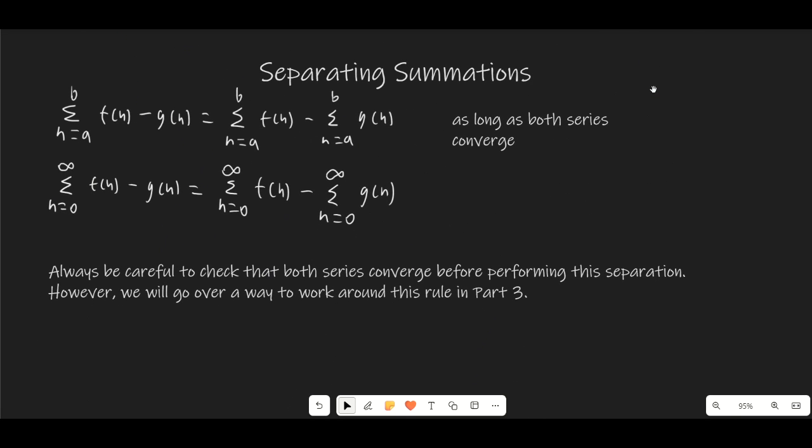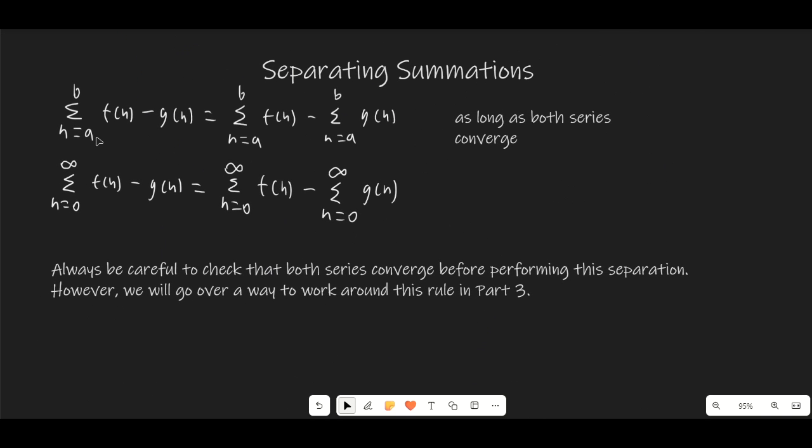Alright, let's talk about separating summations. With a finite summation, separating summations is very, very easy. We just separate the sum from n equals a to b of f of n minus g of n equals the sum from n equals a to b of f of n minus the sum from n equals a to b of g of n.